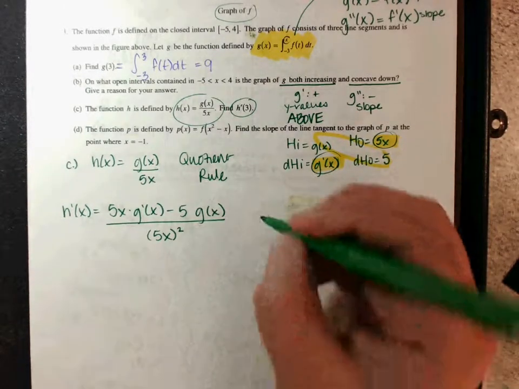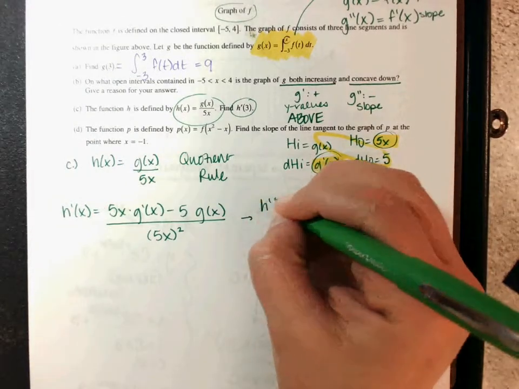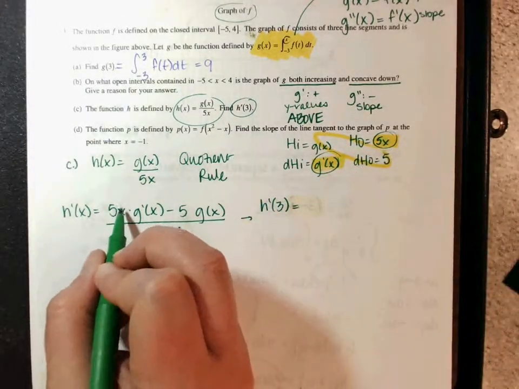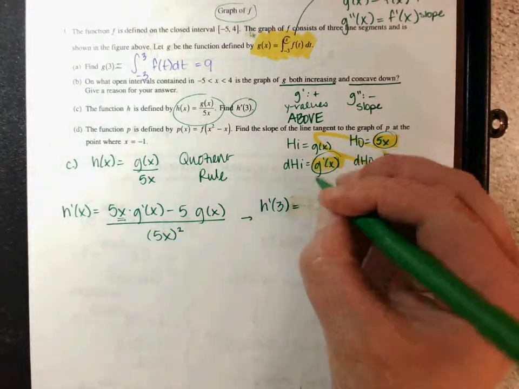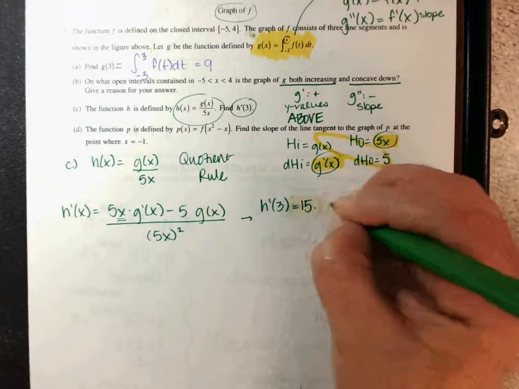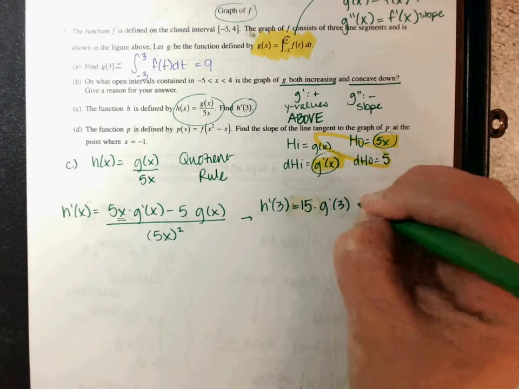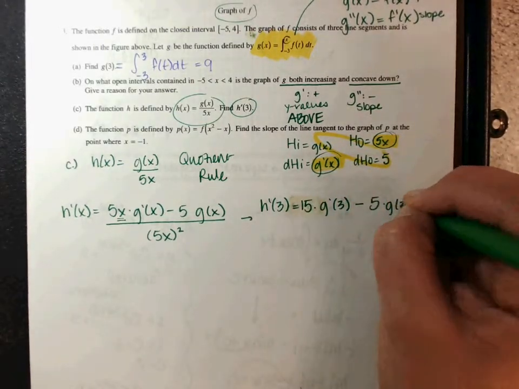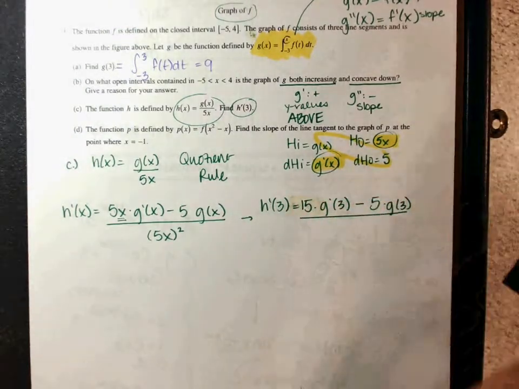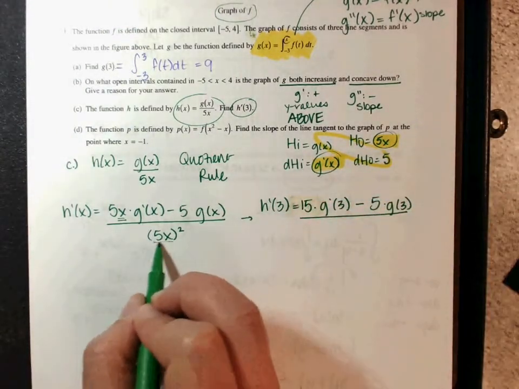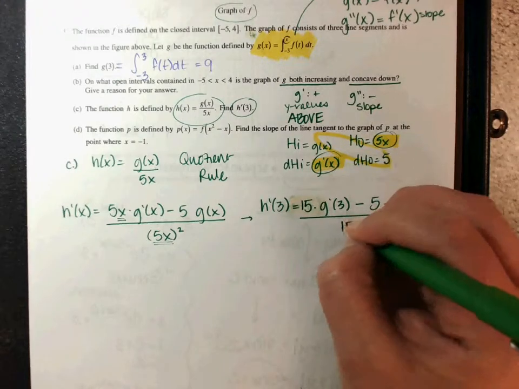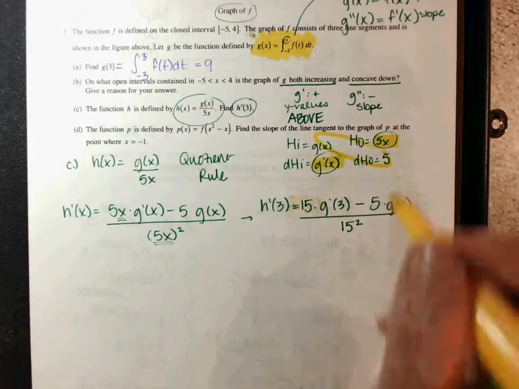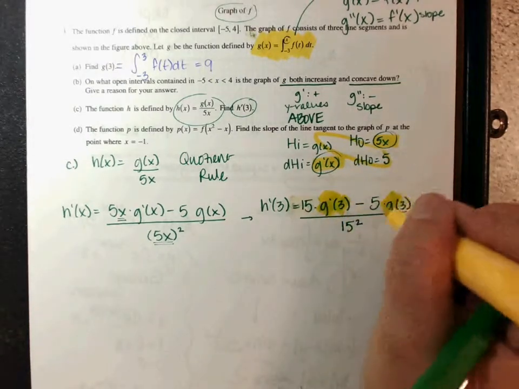So from here, I'm going to find h prime of 3, which would be, plug in my 3 right here. 5 times 3 is 15. And then g prime of 3, I'm going to have to find in the table here in a minute. Then minus 5 times g of 3 over. Down here, 5 times 3, this is 15 again, but I want 15 squared. Okay, then from here, I need to find this value and this value.